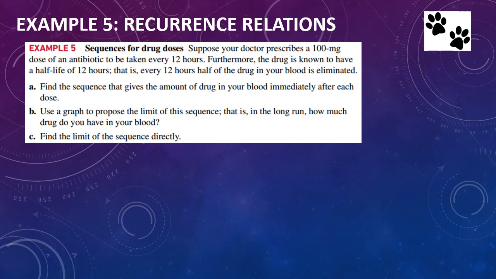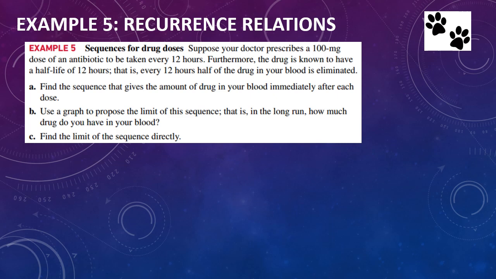Suppose your doctor prescribes a 100 milligram dose of an antibiotic to be taken every 12 hours. So we get a 100 milligram drug that we're taking twice a day, every 12 hours. Furthermore, the drug is known to have a half-life of 12 hours. That is, every 12 hours, half of the drug is eliminated. A, find the sequence that gives the amount of drug in your blood immediately after each dose. B, use a graph to propose the limit of the sequence, that is, in the long run, how much drug do you have in your body. And C, find the limit of the sequence directly or analytically.